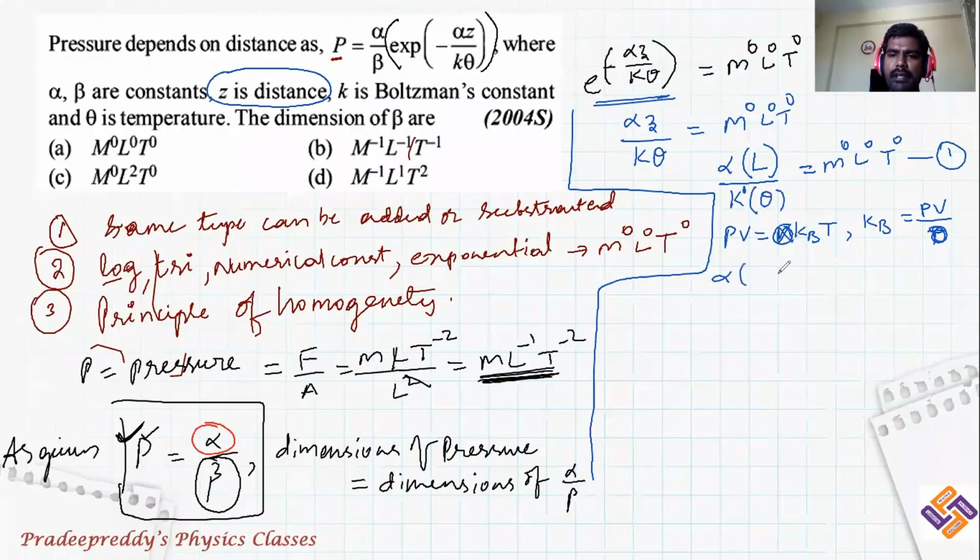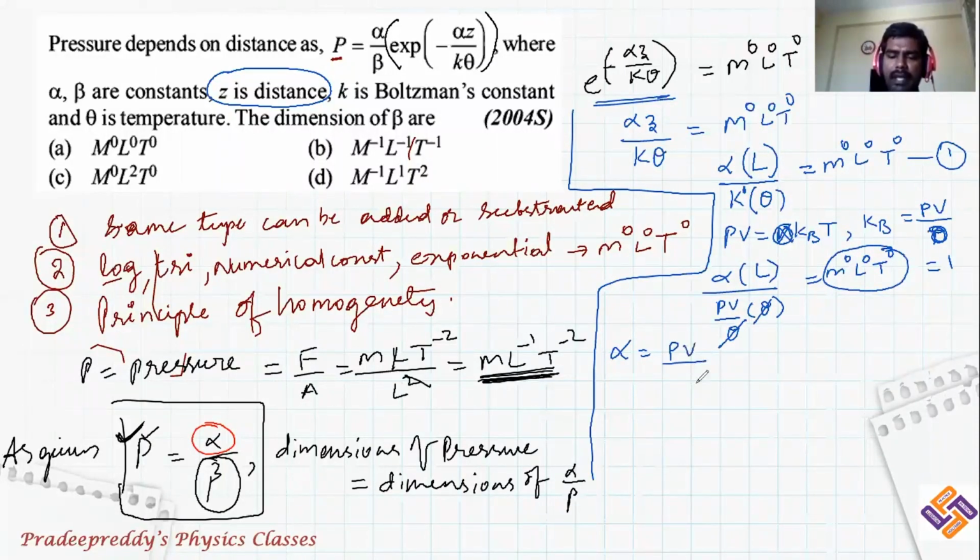Alpha L divided by PV divided by theta into theta is equal to M power 0, L power 0, T power 0. Theta and theta get cancelled. Now from here you can write down alpha is equal to M power 0, L power 0, T power 0 is equal to 1. So it is 1 into PV divided by L. What is P? P is pressure, V is volume, L is length. Now these are alpha's dimensions. Let me take this as equation number 2.